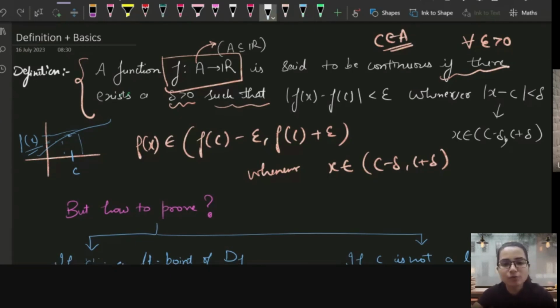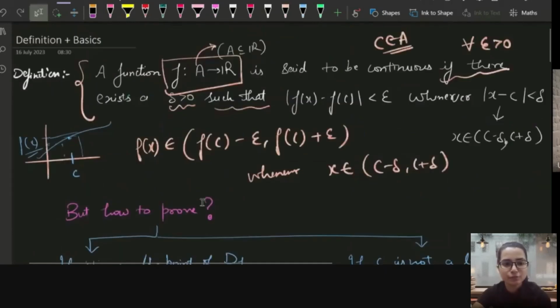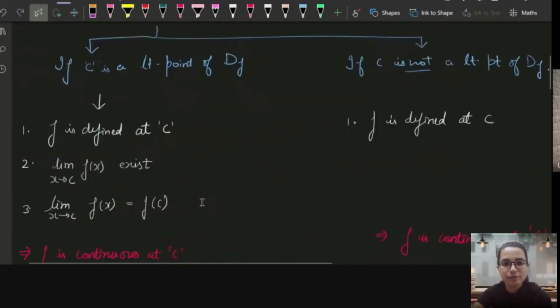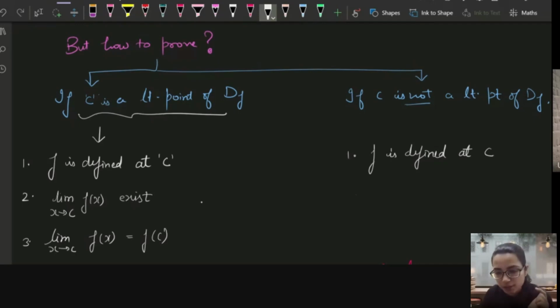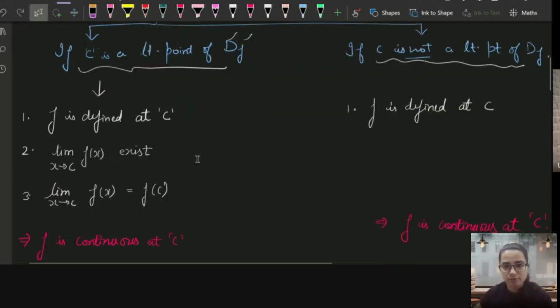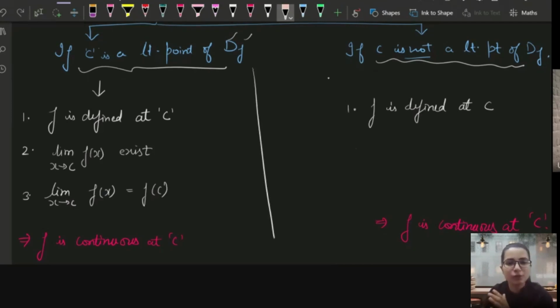But how do we practically apply this kind of definition? Whenever we encounter a question, we'll have to figure out whether the point that we want to check the continuity of a function on is a limit point of the domain of f, or not a limit point of the domain of f. If it is a limit point of the domain of f, you have a different criteria. If it is not a limit point of the domain of f, you have a little bit different criteria. So let us talk about the first one, if C is a limit point of the domain of f.